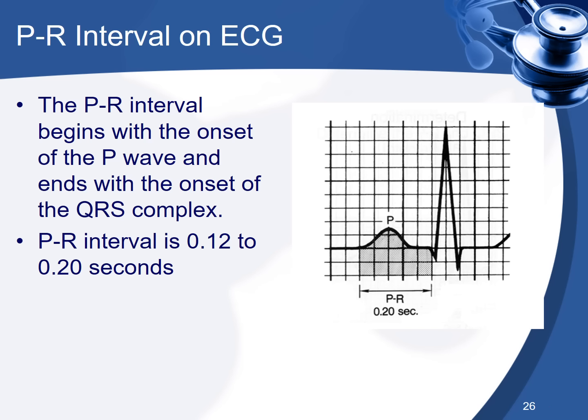Next thing we're going to look at is our PR interval. The PR interval is basically how long does it take for the atria from the beginning of the signal generation to the end of that contraction. And a normal PR interval for a signal that's generated from your SA node should be no longer than 0.20. It's 0.12 to 0.20 seconds.